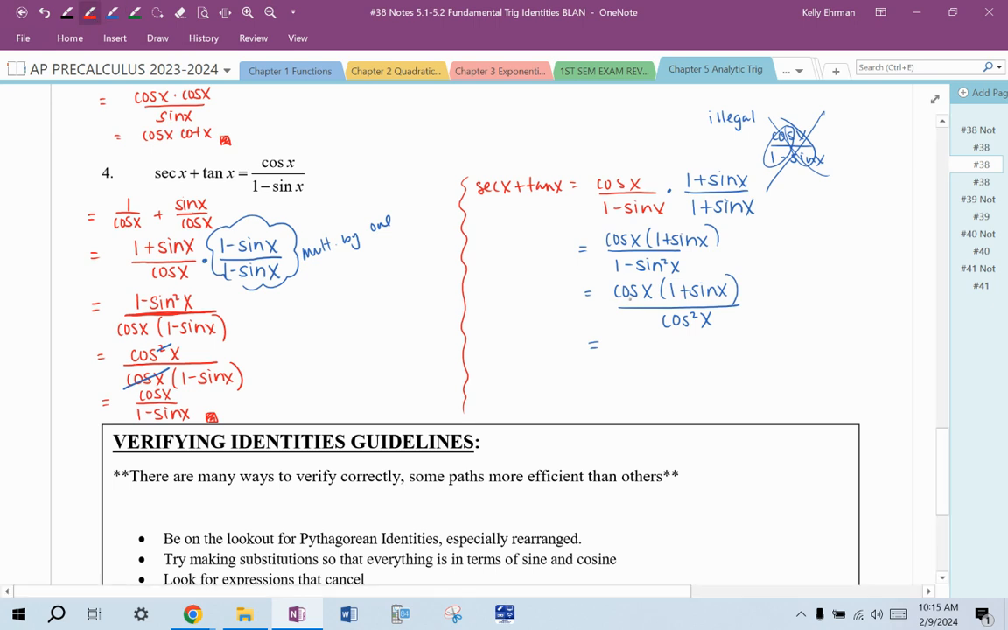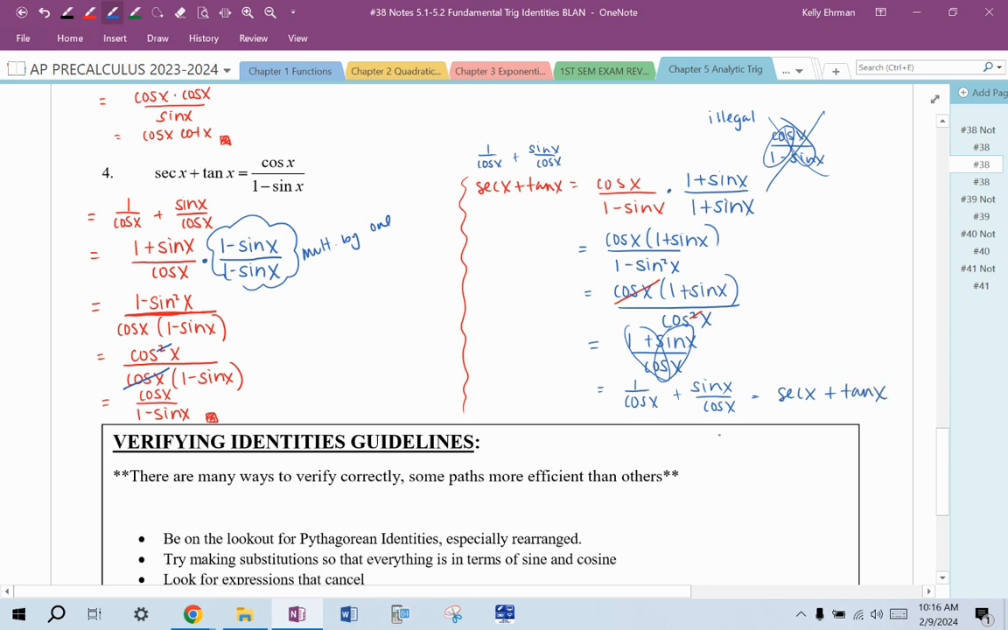Just like I did in this problem, I can cancel this cosine with one of the cosines in the bottom. Now I'm at 1 plus sine x over cosine x. Remember to look at the other side. What are you trying to get to? You're trying to get to secant plus tangent. Remember, secant plus tangent is 1 over cosine plus sine over cosine. So all you have to do is split this fraction up. I'm allowed to divide those, Hart method, right? I'm allowed to divide each term by a monomial. So this is 1 over cosine x plus sine x over cosine x, and that is secant x plus tangent x.